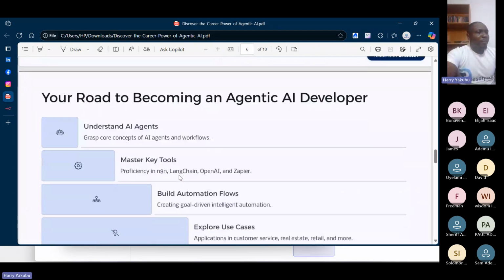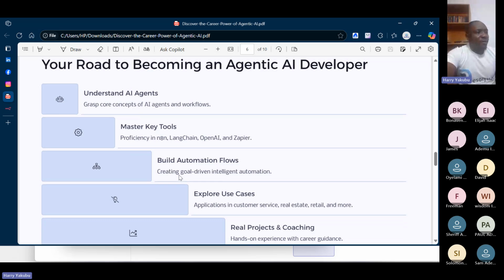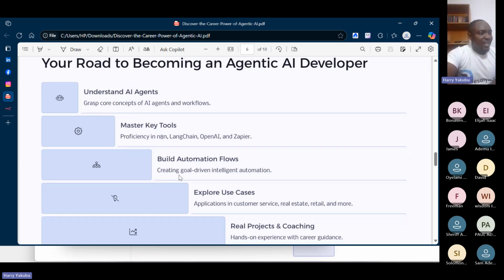So yeah, your roadmap to becoming an agentic AI developer. First and foremost, you need to understand AI agents, grasp the core concepts of AI agents and workflows, right? That's part of the reason I was going to walk us through the difference between an AI agent and an agentic AI. An AI agent is the agent that does the work of the solution, right?